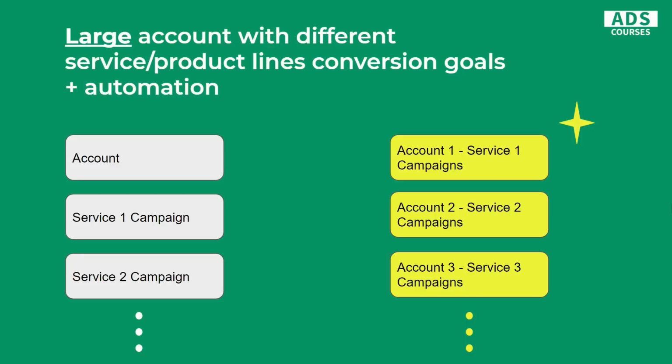Another example of a different structure is when you have a large account with different services or product lines with different conversion goals, and you're using automation on this account. You could have separate campaigns on one account for these different services, but when you're using automation, this could cause problems for the system to know which conversions are more valuable for you. So a better solution would be to have different accounts for these different services, and within these accounts you would have different campaigns and only the conversion goals related to the service.